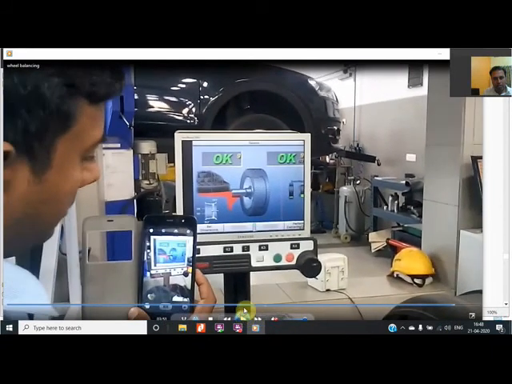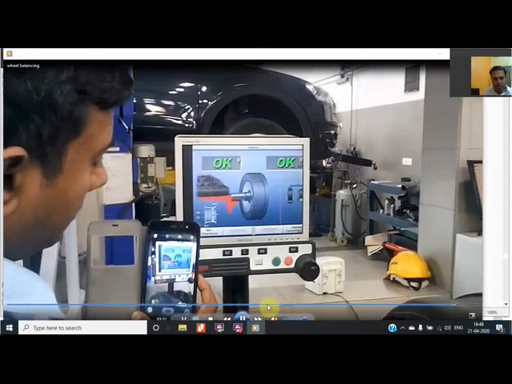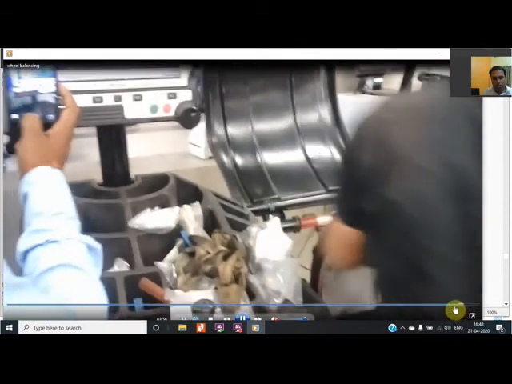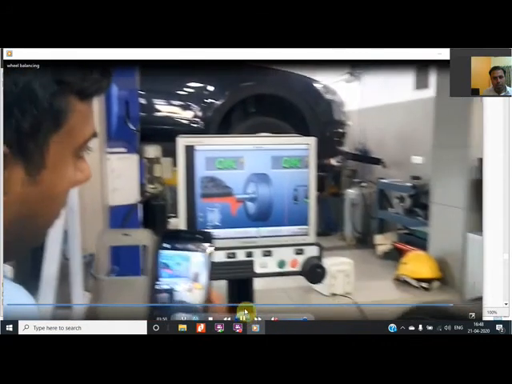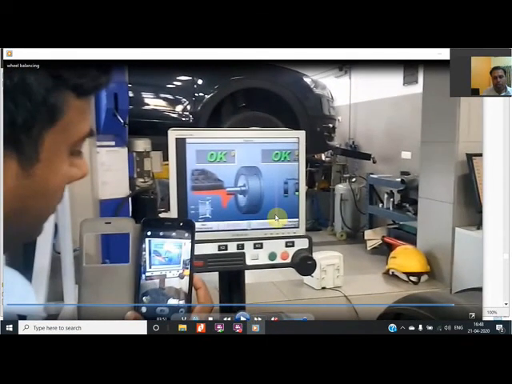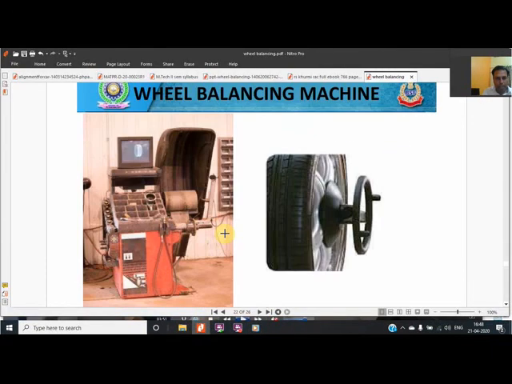You might be knowing that the person recording this video is one of our faculty. When he rotated the machine, he got okay at both the points. Again, when the wheel was rotated, we got okay. The reason is that we have placed the assigned weight there. This is how wheel balancing is done overall, and how the weights are placed.